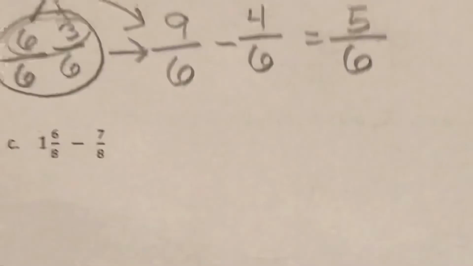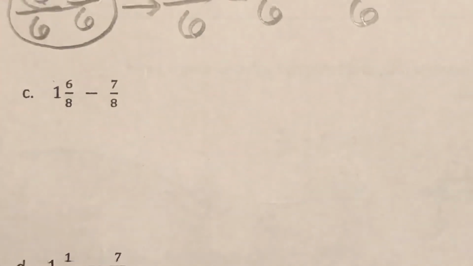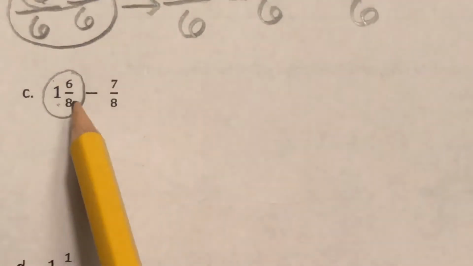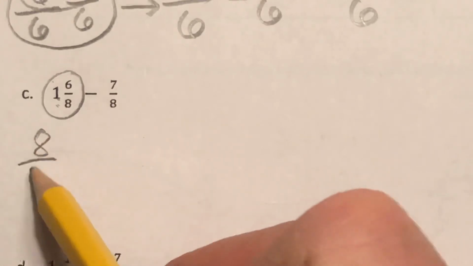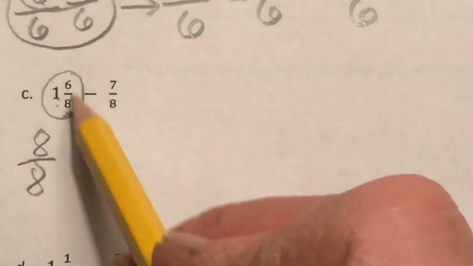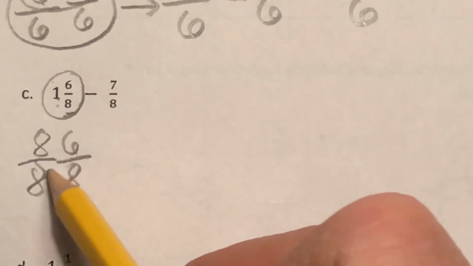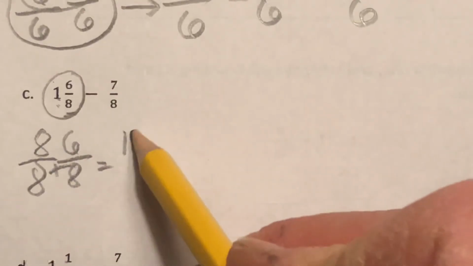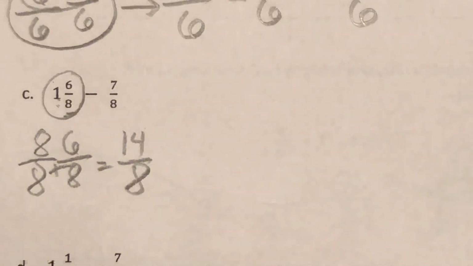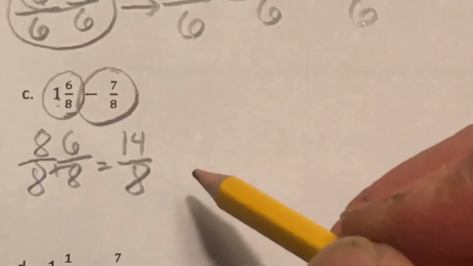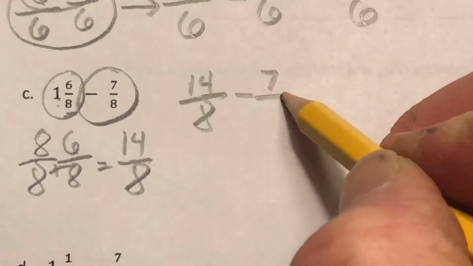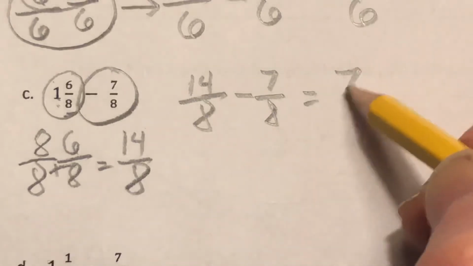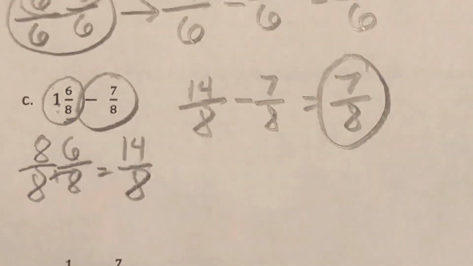Let's take a look at this one. 1 6/8. All right. So, I'm going to change this back. Okay? So, 1 is 8/8. Right? We want to keep the same unit. And 6/8. So, we're going to add those together to get 14/8. Right? Now we can subtract 7/8. So I got 14/8 minus 7/8. It's equal to 7/8. Okay?